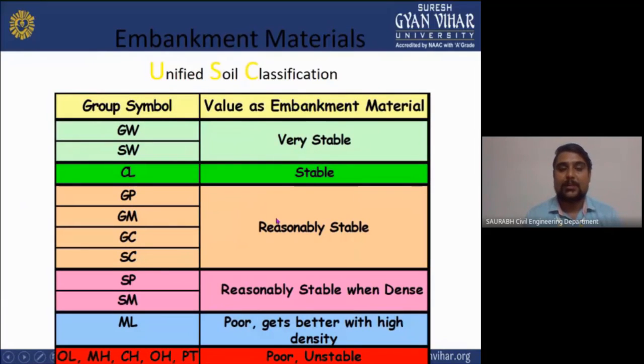And we will see the embankment material. Which soil will be good for embankments, like embankment of a wall or embankment of a dam? You can see GW, SW will be very stable, CL will be stable, but it will not be like GW and SW. GP, GM, GC, and SC are reasonably stable. It will not be as good as the CL. SP, SM reasonably stable when dense. ML poor, gets better when high density, and OL, MH, CH, OH, PT are unstable and poor, and you cannot use this soil for the embankment preparation.